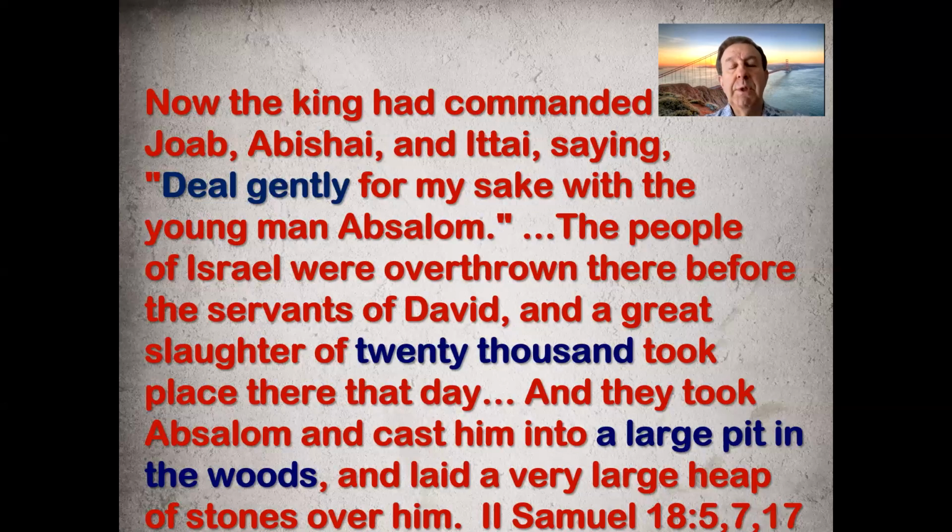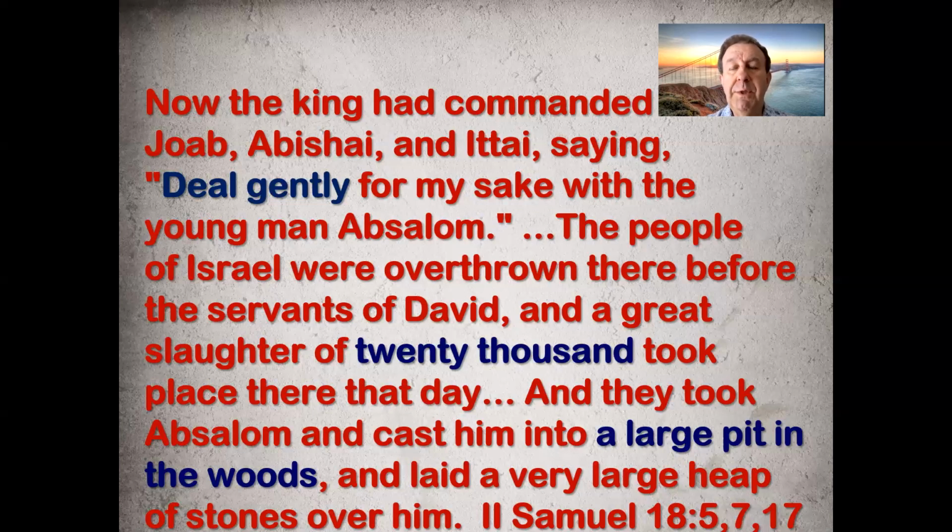And of course, this was not the proper burial for a king's son. This was a symbol of disdain, a symbol of shame. It was saying basically that Absalom is a nobody. He doesn't deserve any better than this, to be thrown in a hole and covered up with rocks. And that's exactly what was done.